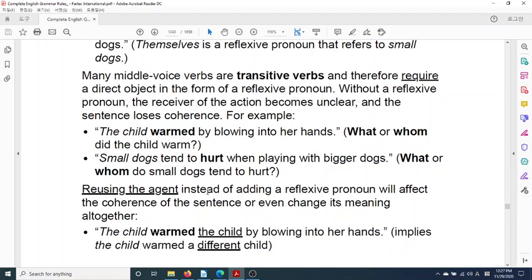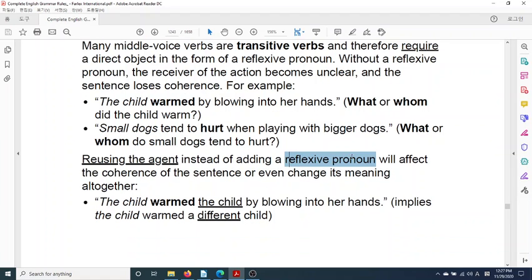Reusing the agent, instead of adding a reflexive pronoun, will affect the coherence of the sentence or even change its meaning altogether. The child warmed the child by blowing into her hands. So this is bad. You could do this in Korean.